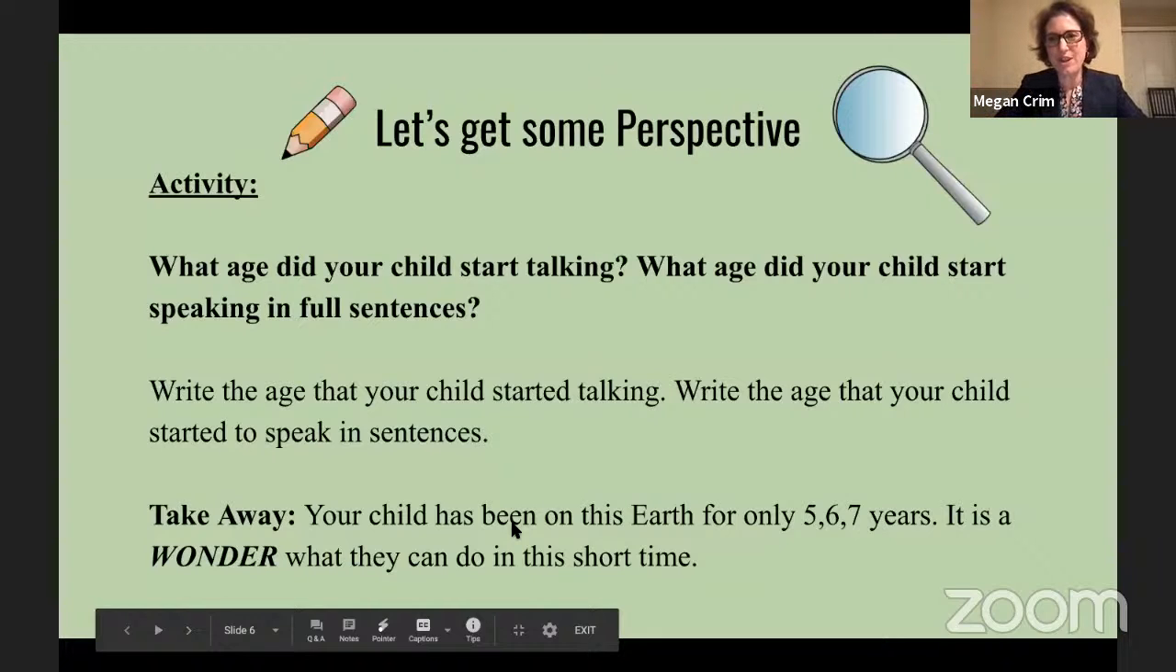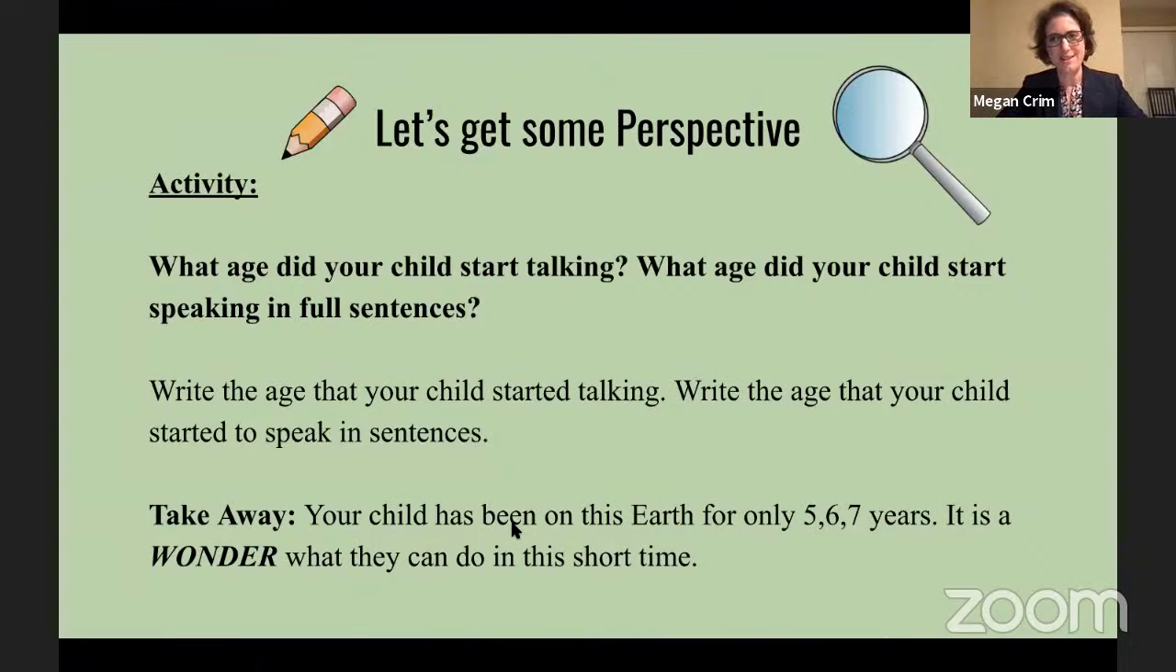So before we start, here's one of your first exercises. So you can get your paper and pencil ready, or you can just think about this. Let's get some perspective. Perspective is a key concept in IB, and it's important to look at things through different lenses. So what age did your child start talking? And what age did your child start speaking in full sentences? So think about that for a moment. You can write it down on a piece of paper.